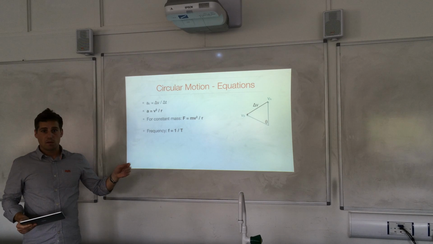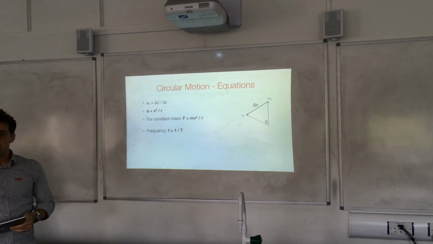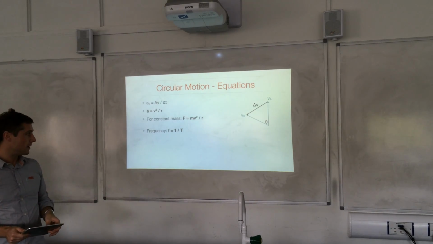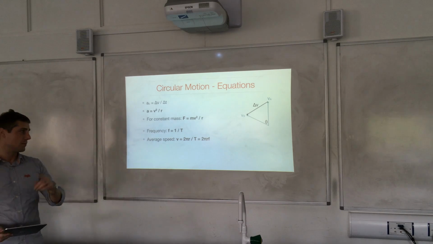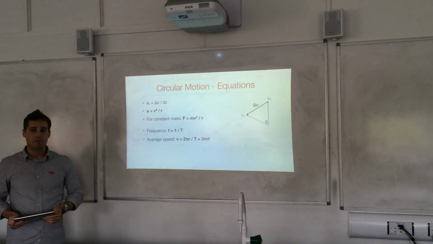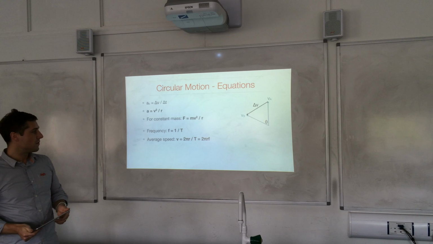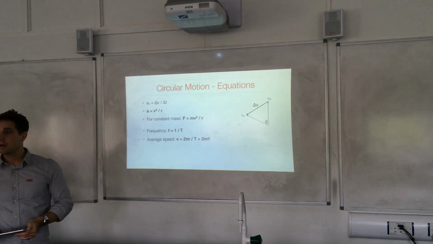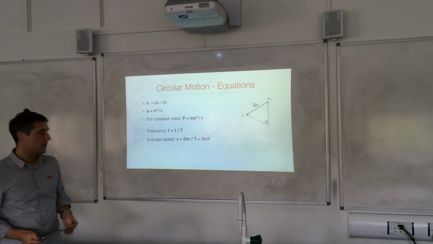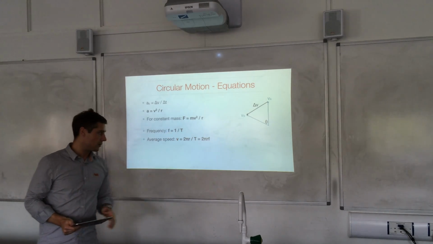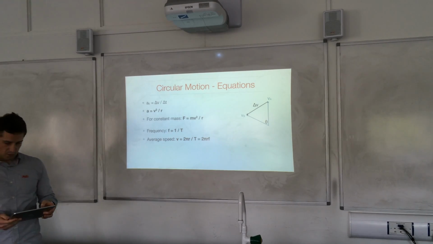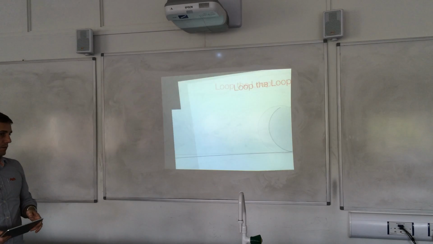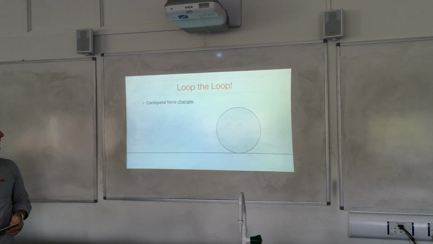Frequency, the number of oscillations completed per unit time, is equal to 1 divided by the time period, the time taken to complete one full revolution. And the average speed V is 2 pi r over t, which is also equal to 2 pi r f from that equation there. So those are some of the equations that you'll need to know and be able to apply in circular motion.